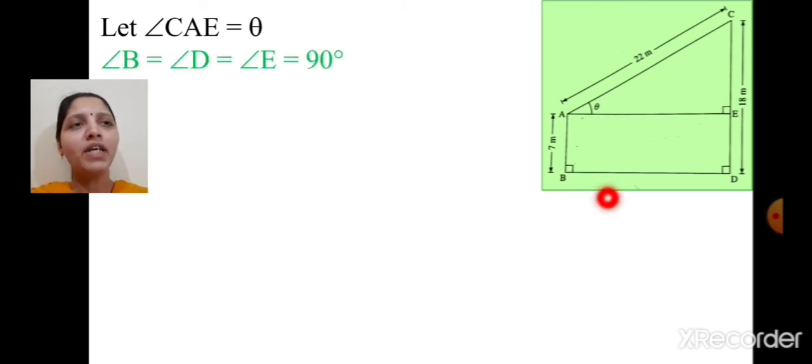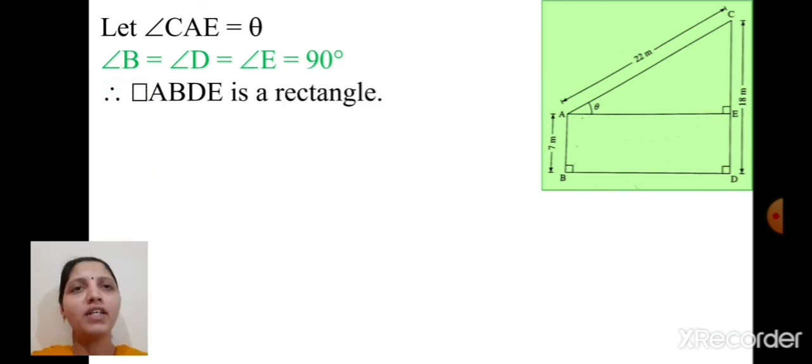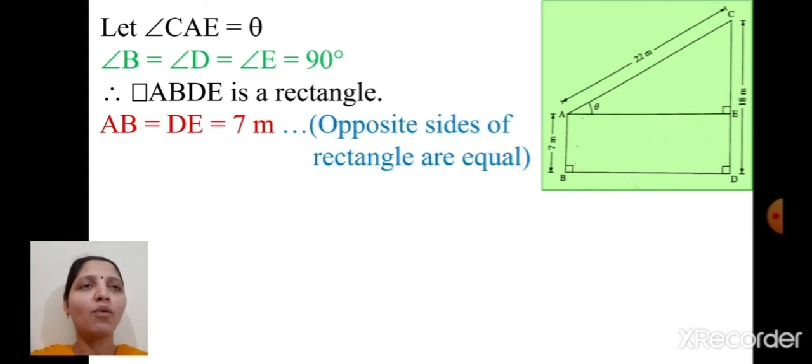Now angle B, angle D and angle E are of 90 degrees. So you can write here quadrilateral ABDE is a rectangle. Now if this quadrilateral is a rectangle, then AB is equal to DE is equal to 7 meters, because opposite sides of the rectangle are equal.